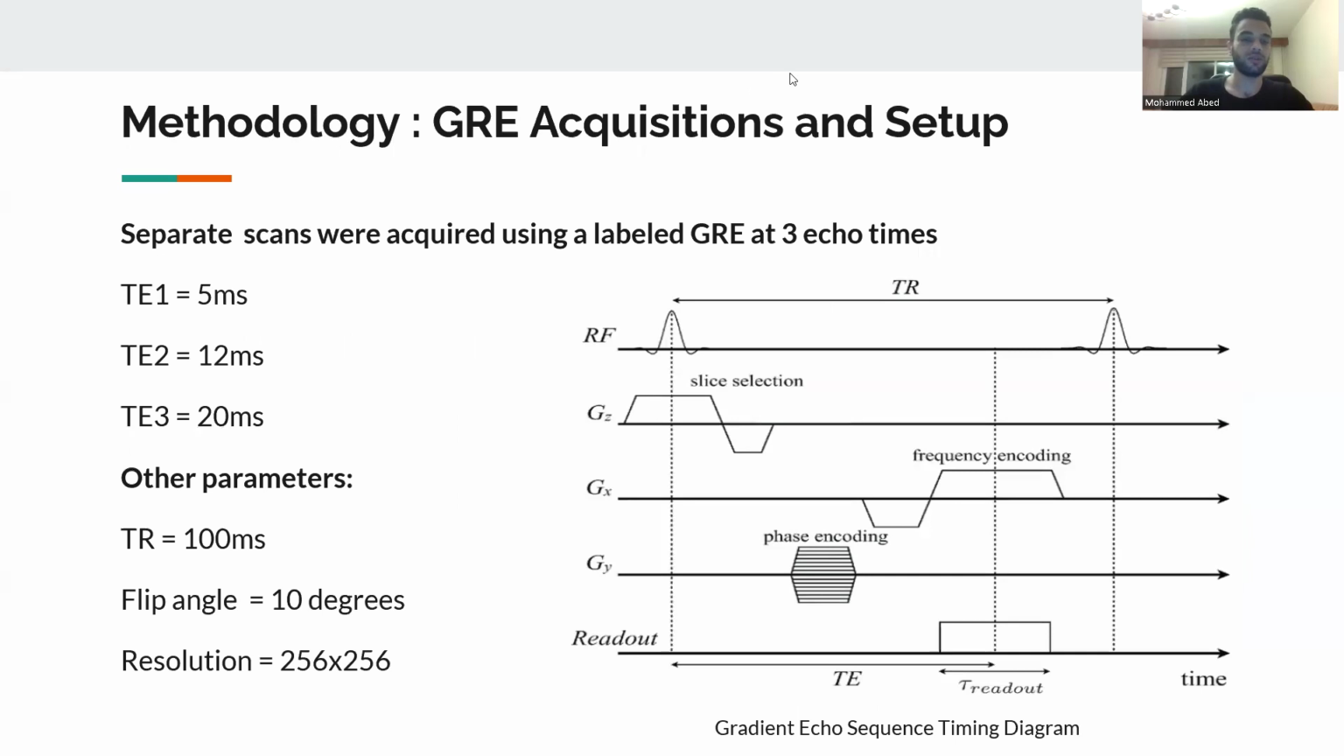For the GRE acquisitions, I acquired 3 separate scans using a GRE at 3 different echo times: 5 milliseconds, 12 milliseconds, and 20 milliseconds. Some of the other parameters in the sequence were the repetition time of 100 milliseconds, a flip angle of 10 degrees, and a resolution of 256 by 256.